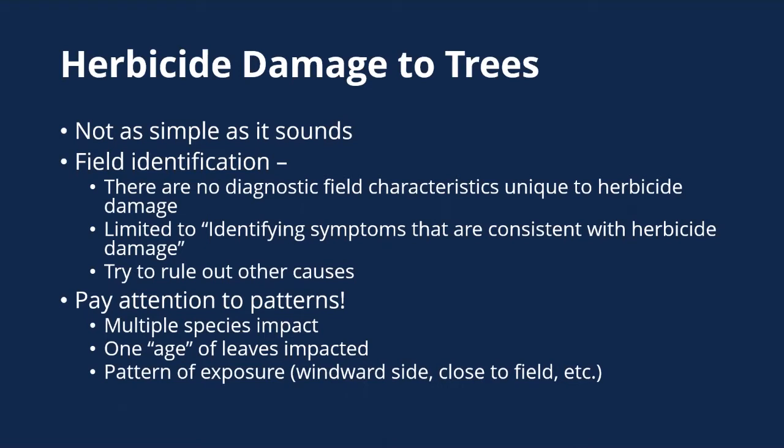The other thing that I look at is, is there one age of leaves that is impacted, in the sense that you have a bunch of leaves that are showing these symptoms, and then you have a flush of otherwise healthy looking leaves after that. That's a good one. And then just a pattern of where you're seeing these symptoms. Is it the windward side of a tree? Is it the side that's close to a field? Is there something else in the pattern of exposure, the pattern of this damage you're seeing, that lends itself towards the likelihood of it being herbicide?